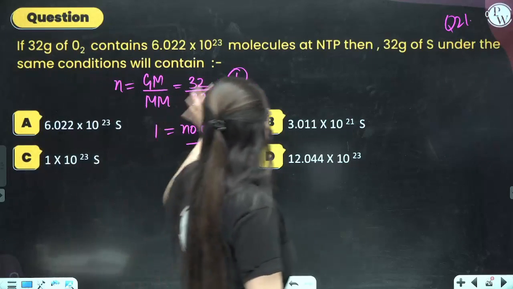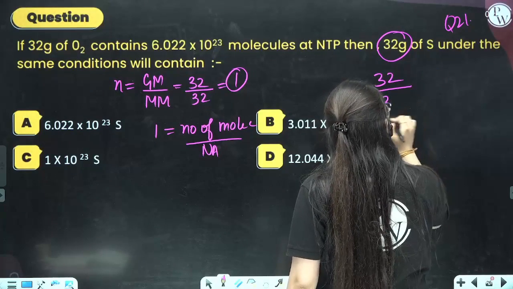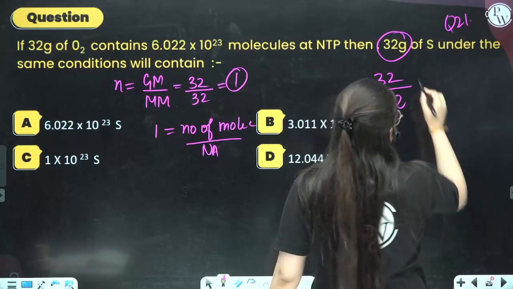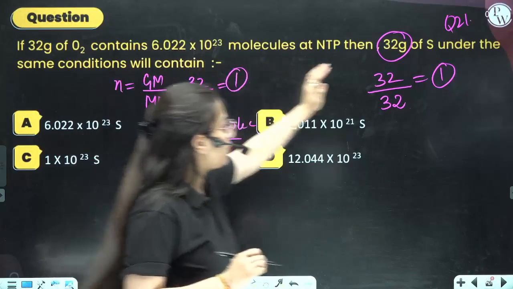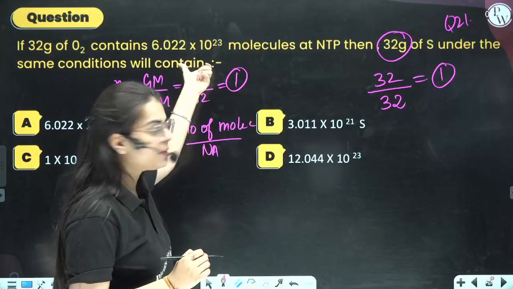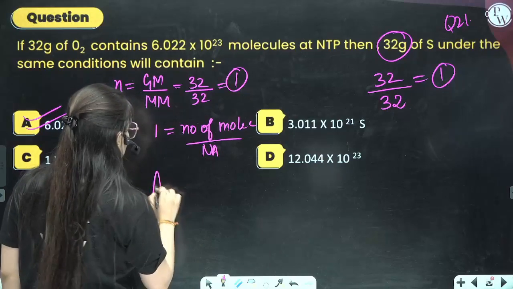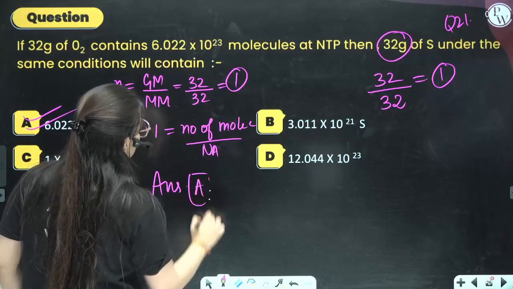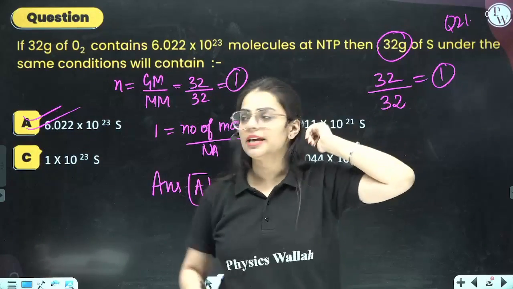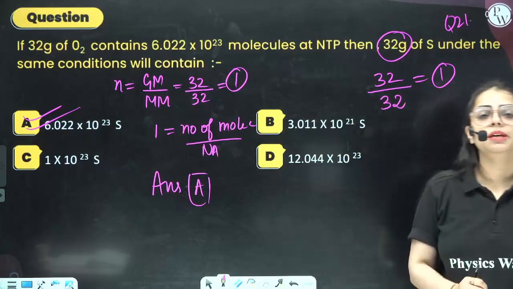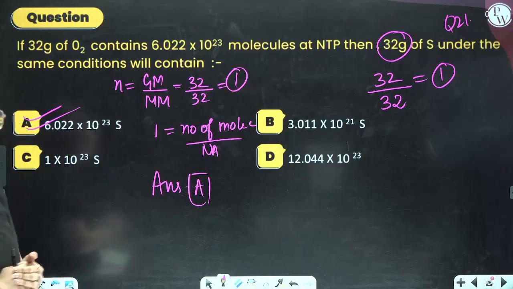Now let us see over here also. 32 grams of sulfur: 32 divided by sulfur mass, which is also 32. So again 1 mole. If 1 mole over here contains this many molecules, then 1 mole over here will contain the same number of molecules. Hence our answer is going to be option A. Shall we move on to our next question?